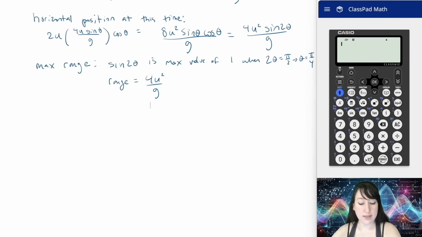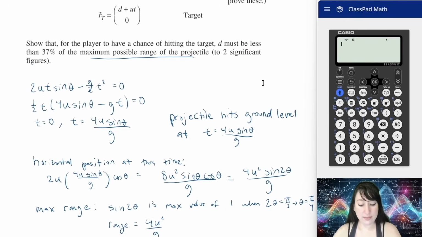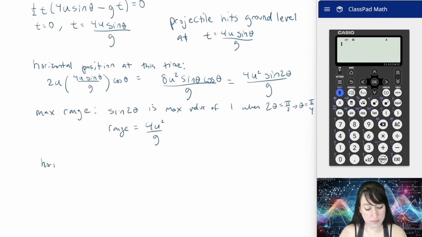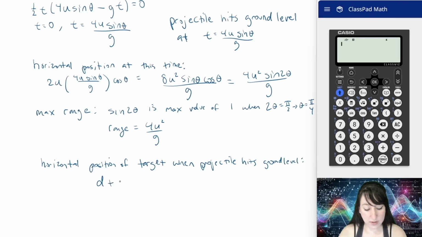Now, of course, we want the projectile to hit the target. So we want to know what is the horizontal position of the target at this time when the projectile hits ground level. Okay, so let's put the t we got here when the projectile hits the ground into the horizontal component of the target's position. So that was d plus u times t, and again we want to know where it is when t is 4u sine theta over g.